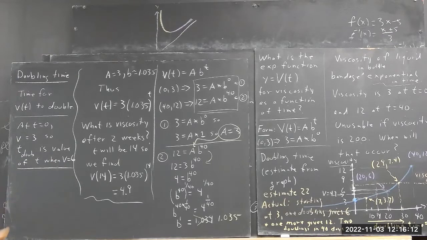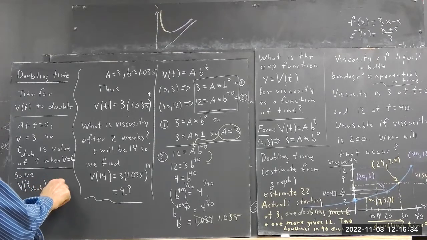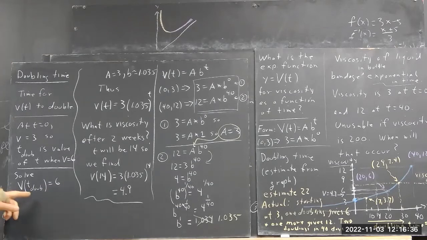Well, can we write this out as an equation? We don't have a lot of time, and I don't want to constrain you at this late point in class. I'm just going to say this means we're going to solve V of t dub equals 6.